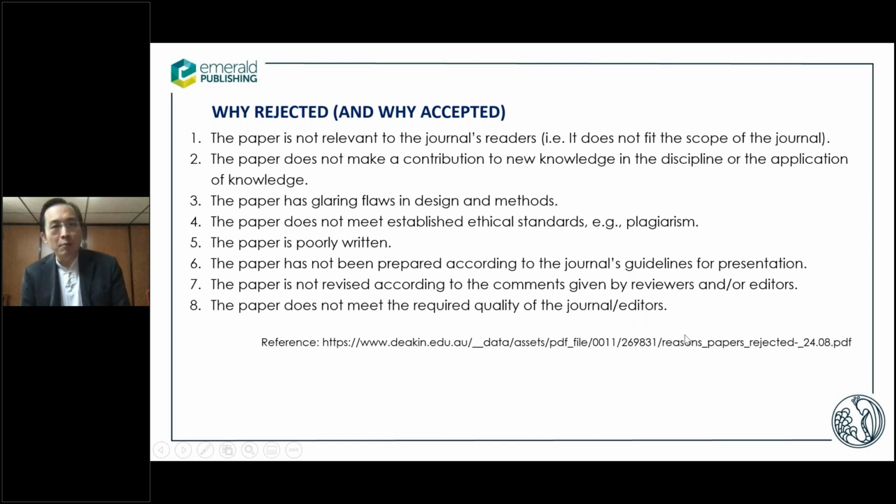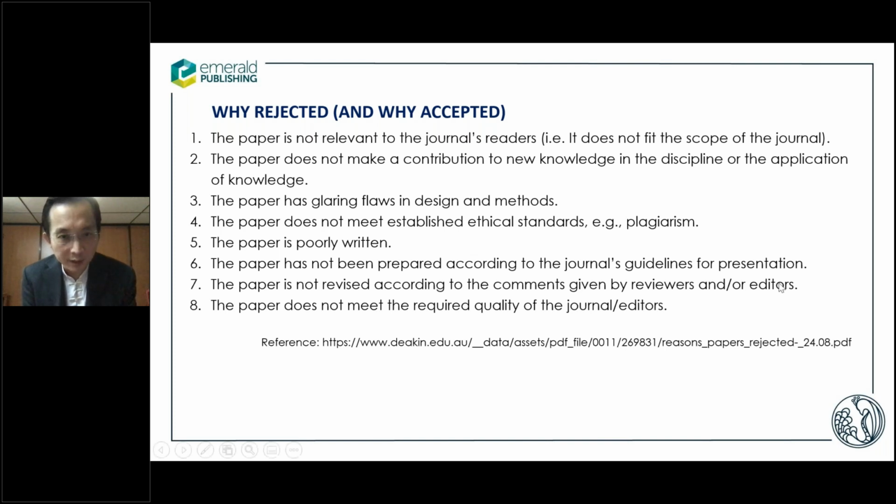Number two, the paper does not make a contribution to new knowledge in the discipline or the application of knowledge. Some journals make it very clear in the journal's aims, scope and policy. They must see the advancement of theory, things like that. So if the paper is desk rejected, this could be the reason. Or during the peer review process, your paper may be recommended for rejection, and the editor decides to reject. This could also be the reason. The reviewers could not see anything new, anything novel in your paper. You may argue this is the first paper doing this, doing that. You may argue this paper contributes to theory and methods. But when the reviewers read, what matters is how they feel. So this could be the reason your paper is desk rejected, or rejected during the peer review process.